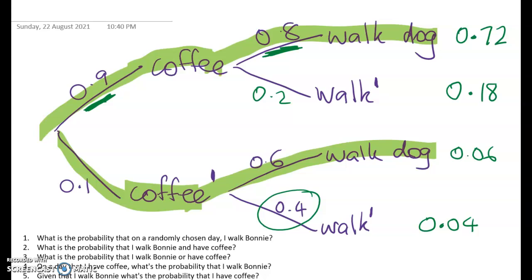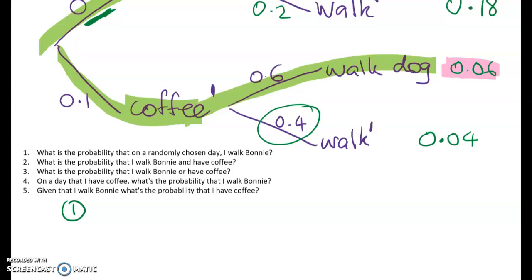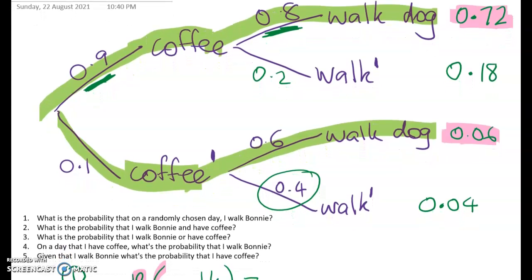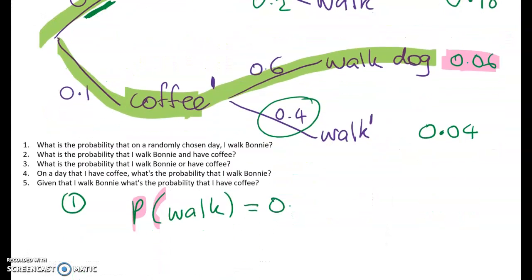So if I want to find the probability that on a randomly chosen day I walk Bonnie, all I have to do is to add up this one here and this one here. So just watch the notation that I use. It's going to be P bracket walk is equal to 0.72 plus 0.06, which gives me 0.78.